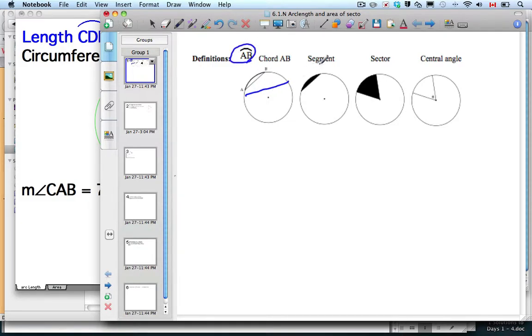Okay, we have a segment, which is a chord and the shaded region here. That's called a segment of a circle. And then the pie piece or the pizza piece with the curved edge here is called a sector. And that angle down here is referred to as the central angle. Okay, so let's work on finding arc length and area of a circle.